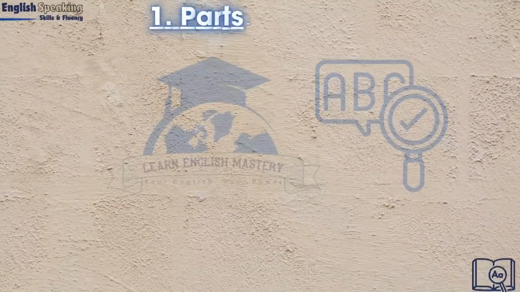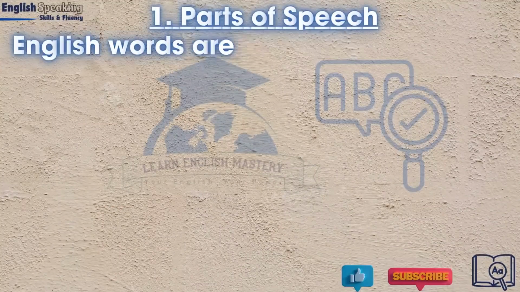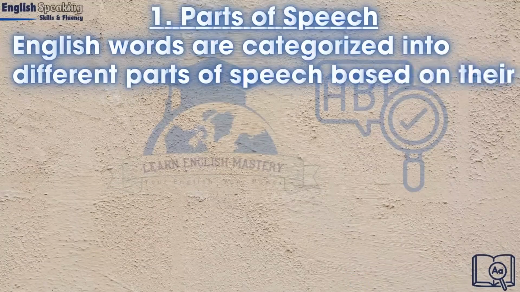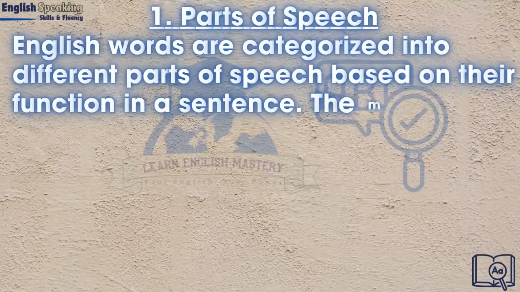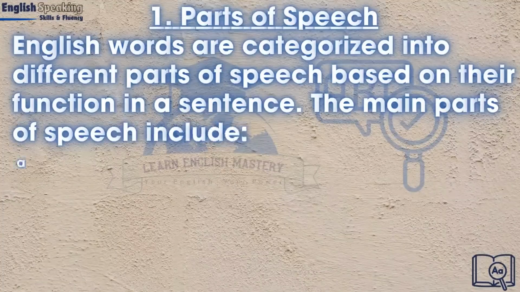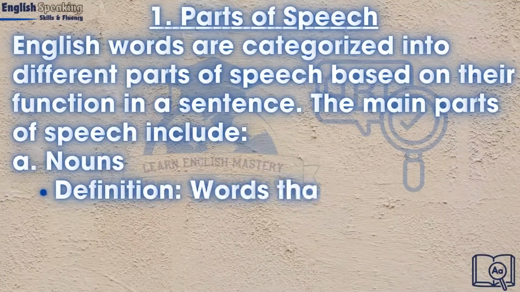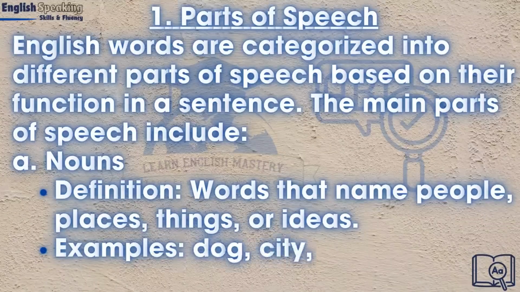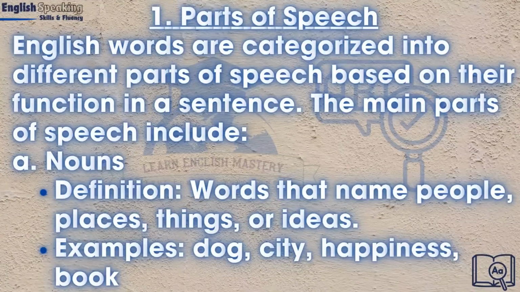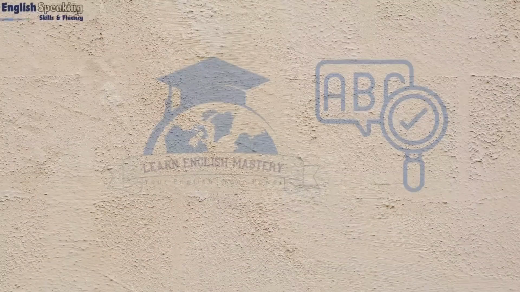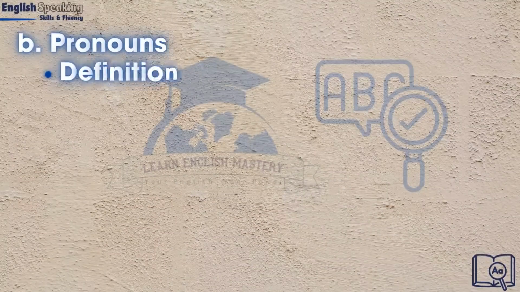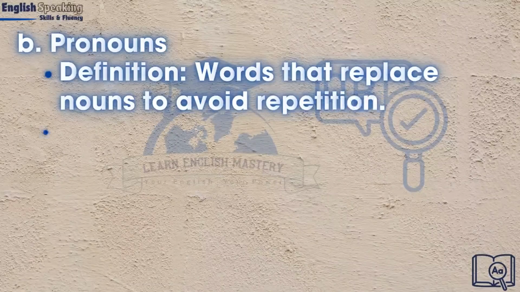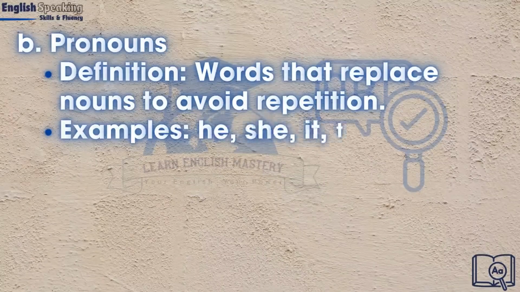1. Parts of speech. English words are categorized into different parts of speech based on their function in a sentence. The main parts of speech include: A. Nouns. Definition: words that name people, places, things, or ideas. Examples: dog, city, happiness, book. B. Pronouns. Definition: words that replace nouns to avoid repetition. Examples: he, she, it, they, who.